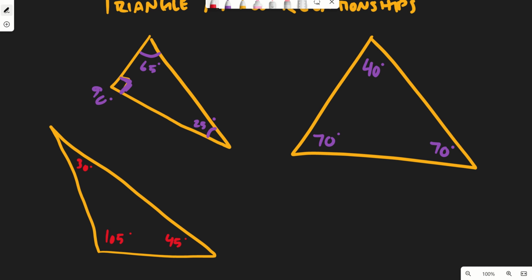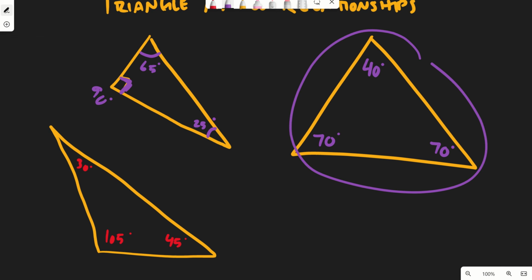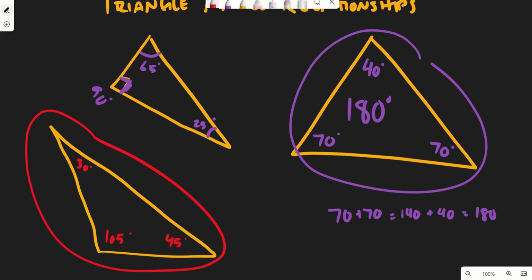Now, if I were to add up all of the angles in this triangle here, how many degrees would the inside of this triangle be? Well, 70 plus 70 is 140, plus 40 is 180. This would be a total of 180 degrees. If I were to add up all the angles in this triangle here, what would I get? Well, 105 plus 45 is 150, plus 30 is 180.